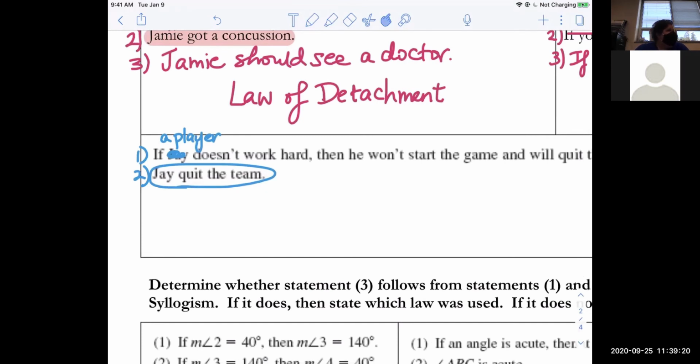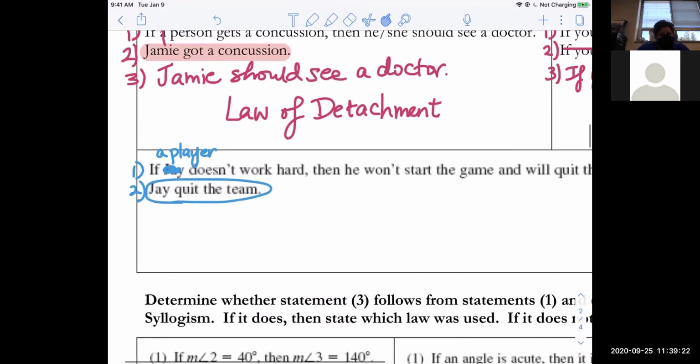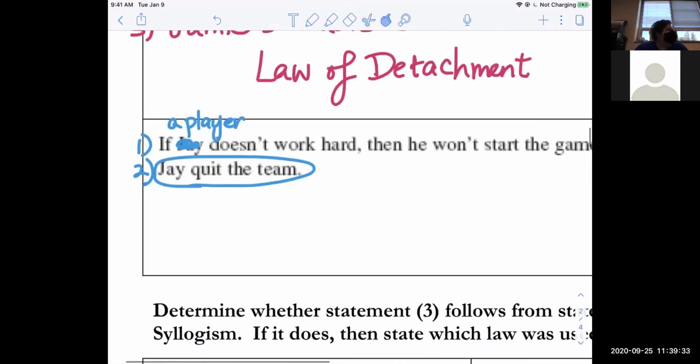Right, there's other possibilities. If Jay doesn't work hard, he won't start the game and he'll quit the team. Well, we don't know if Jay worked hard or didn't work hard. What are other reasons that somebody might quit a team? Emma? Maybe he got hurt. Jake? Didn't like the coach. Jack? He was a bad player. He was like, I'm just done, this is dumb. Okay. Anything else?